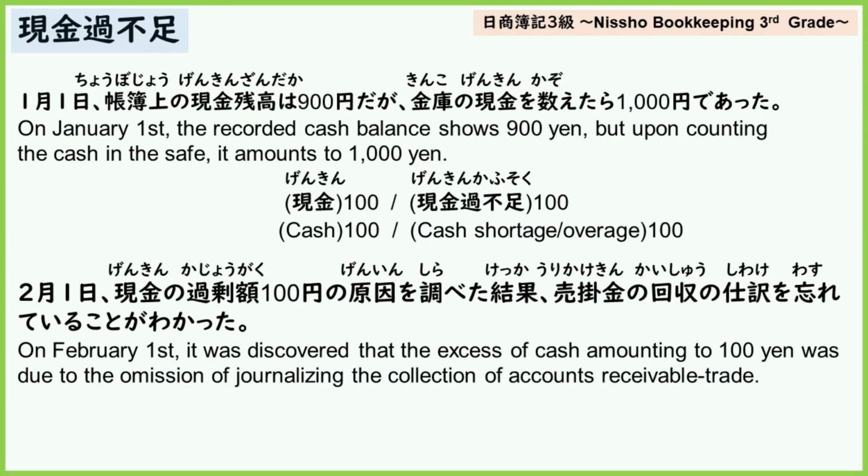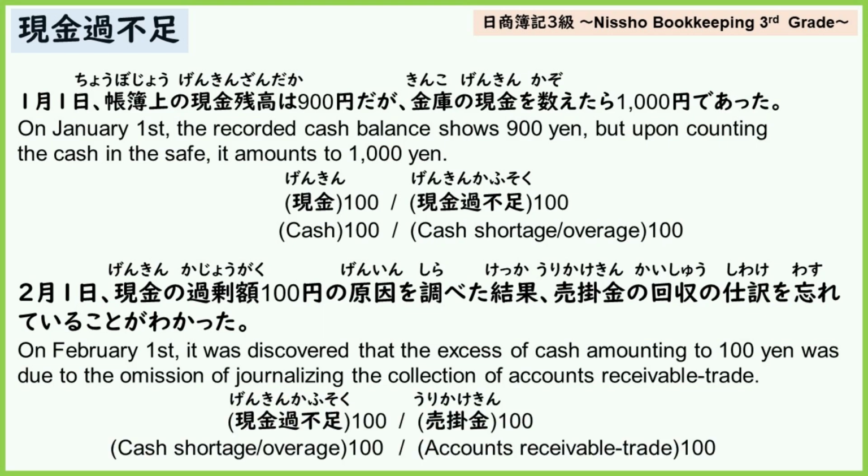On February 1st, it was discovered that the excess of cash amounting to 100 yen was due to the omission of journalizing the collection of accounts receivable trade. The journal entry is as follows. Debit, cash shortage and overage 100. Credit, accounts receivable trade 100. Since the reason for the 100 yen cash shortage and overage has been identified, we will offset and eliminate the account for the cash shortage and overage. By doing so, it will involve debiting cash and crediting accounts receivable trade, resulting in the correct journal entry.